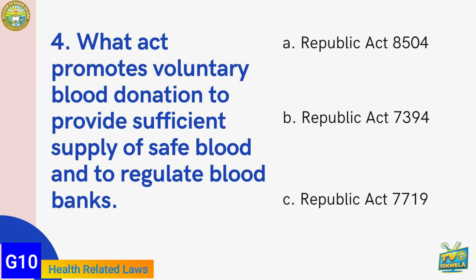Number 4. What act promotes voluntary blood donation to provide sufficient supply of safe blood and to regulate blood banks? Letter A. Republic Act 8504. Letter B. Republic Act 7394. Letter C. Republic Act 7719. The correct answer is letter C. Republic Act 7719.